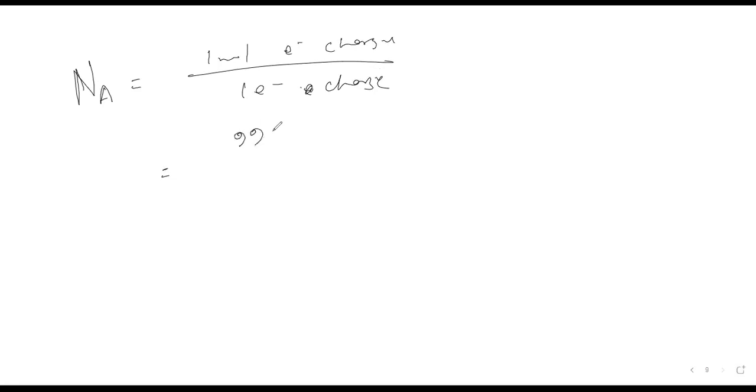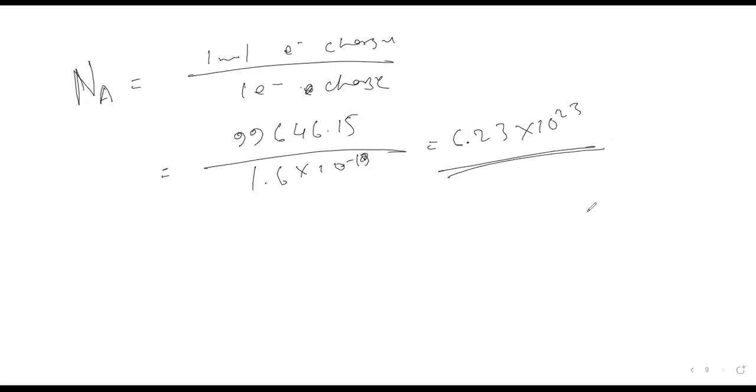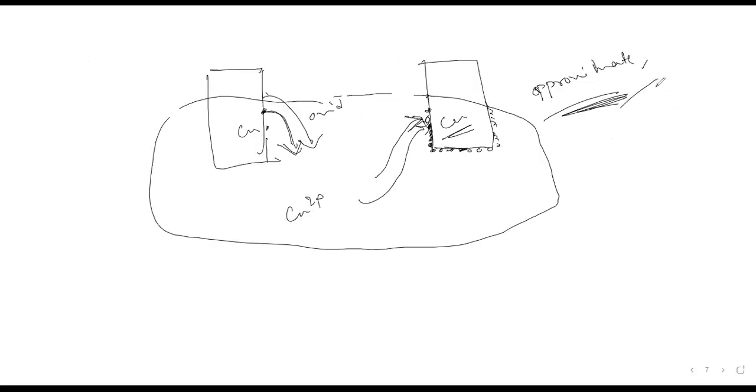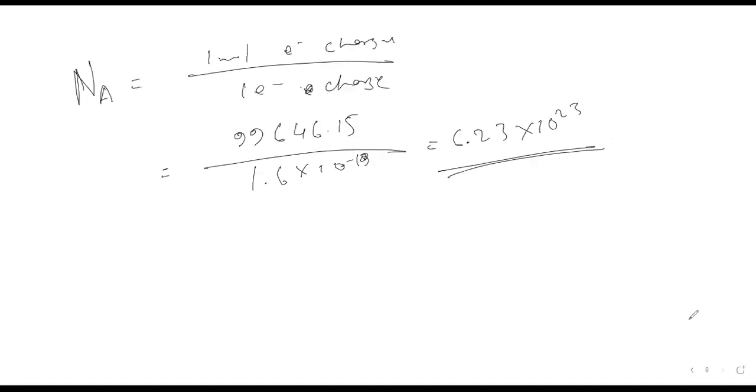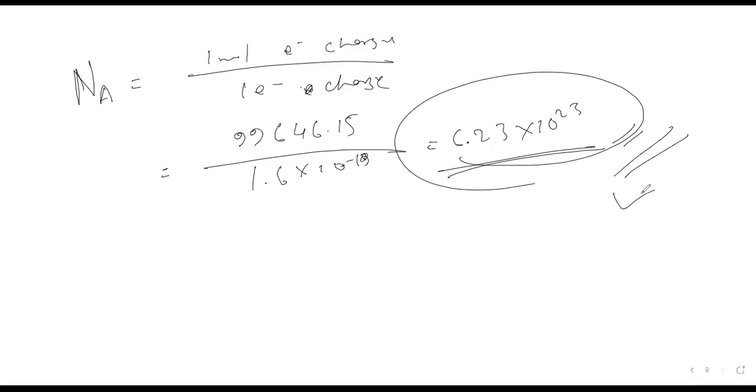And for 1 mole of electron, we just found 96485, divided by 1.6 into 10 to the power minus 19. This should be equivalent to 6.23 into 10 to the power 23, which is roughly equivalent, isn't it? That was 6.02, here 6.23. Obviously, as I mentioned earlier, we are approximating something. This approximation gave this error, but this is completely fine. This will be your answer.